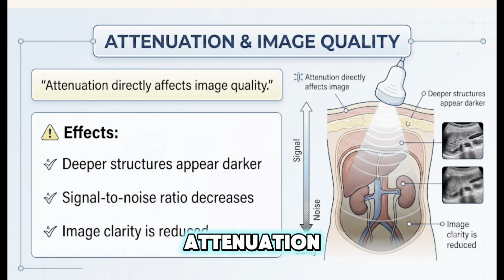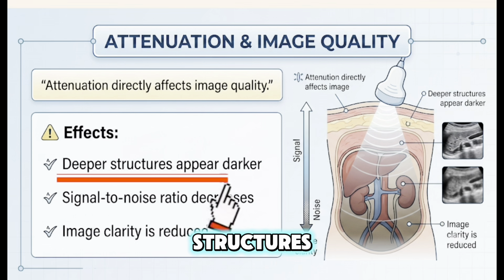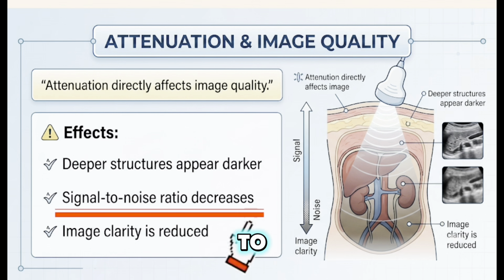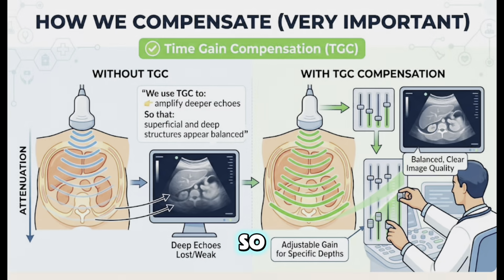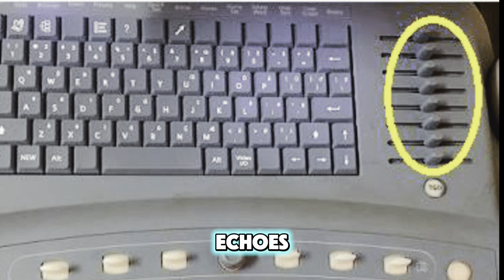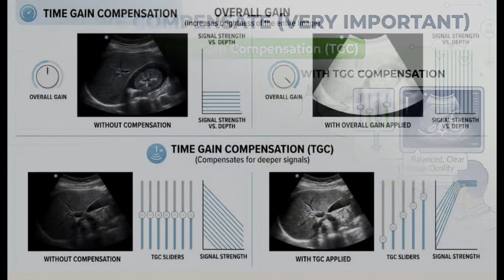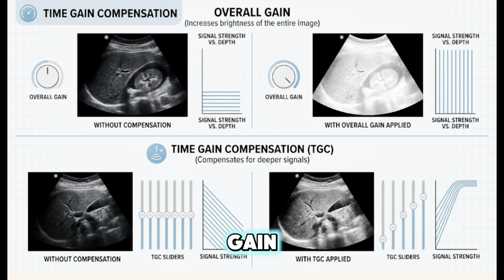So attenuation directly affects image quality, and with that, deeper structures appear darker, signal-to-noise ratio decreases, and image clarity is also reduced. So how do we compensate in ultrasound? We use time gain compensation or TGC. This is used to amplify deeper echoes so that superficial and deep structures appear balanced. And this is different from the overall gain function because its task is to adjust the overall brightness.